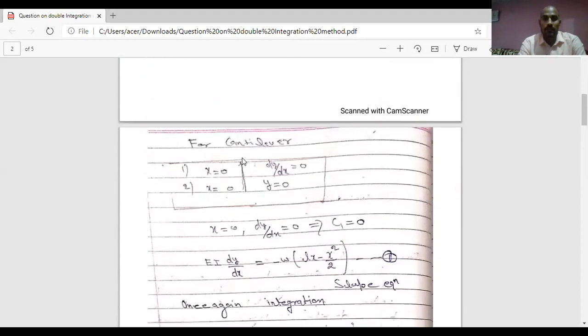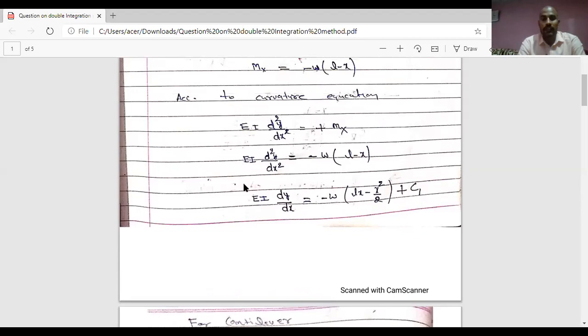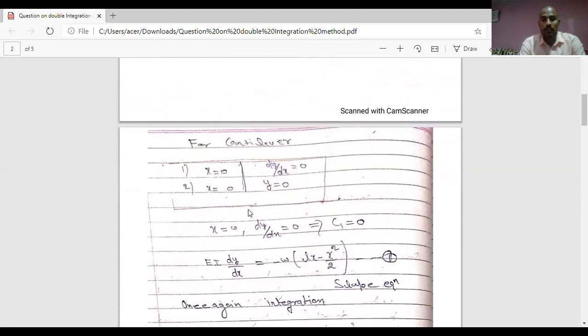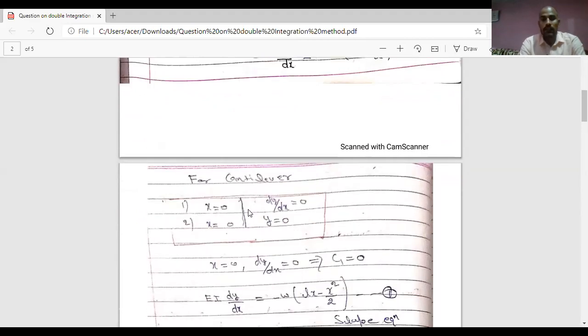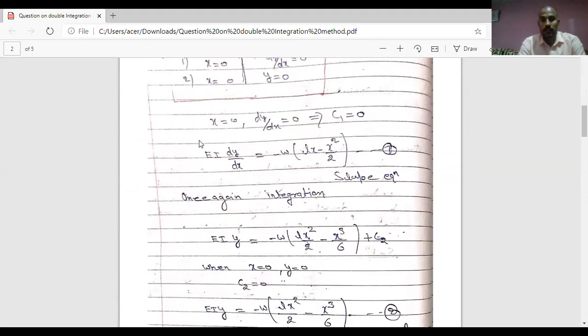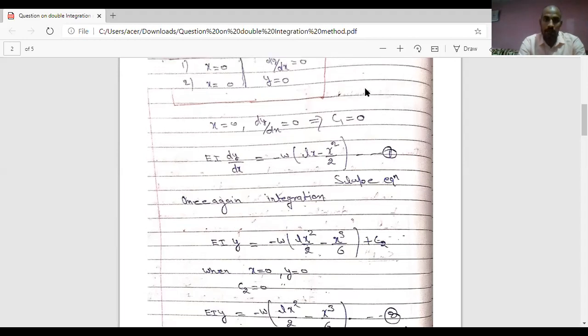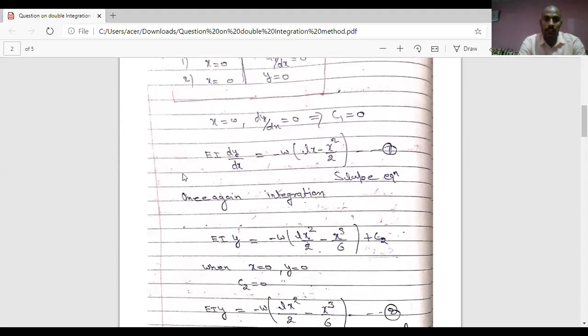Next, if we integrate this equation, this is equation number 1, once again: EI y equals minus W, Lx square by 2 minus x cube by 6, plus C2. This equation is called the deflection equation, and the above equation is called the slope equation. This equation is the slope equation.